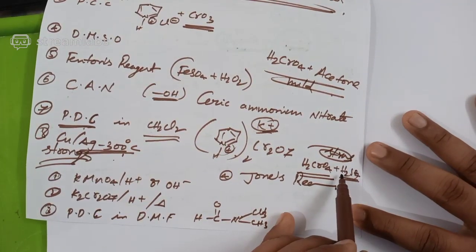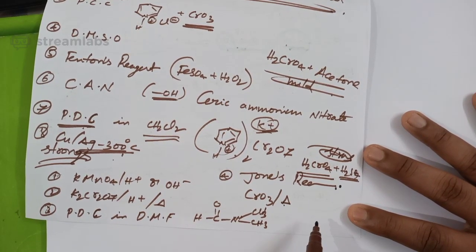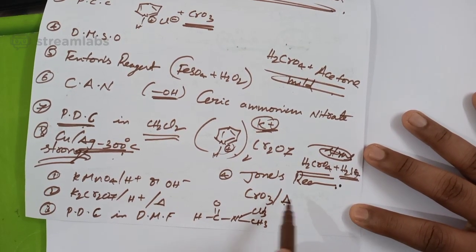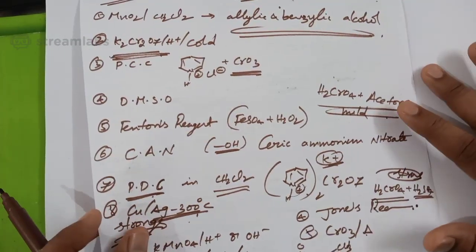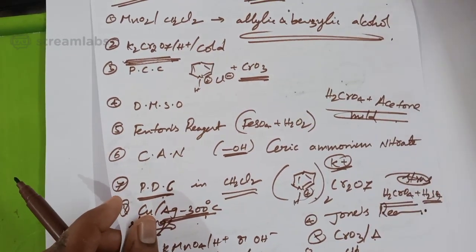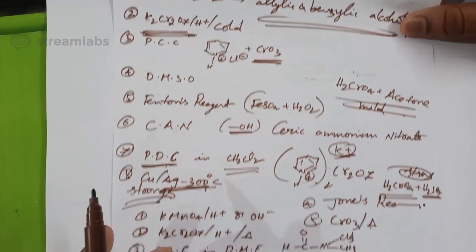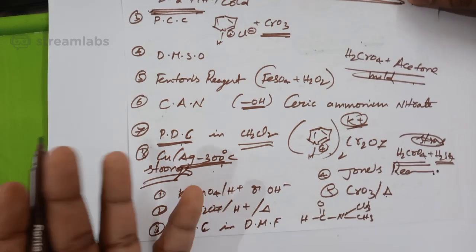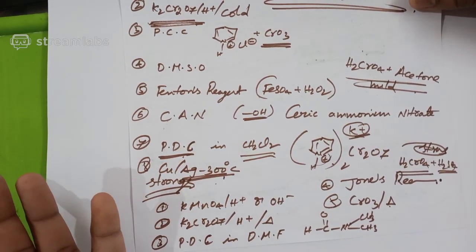For Jones reagent, sometimes they give CrO3, sometimes with heat, then also it acts as strong. So it's very important to identify. Better refer to a few books. Now also not a problem, you have a lot of time. Just go through all the mild and strong oxidizing agents based on Google sources, or you can check with standard books.